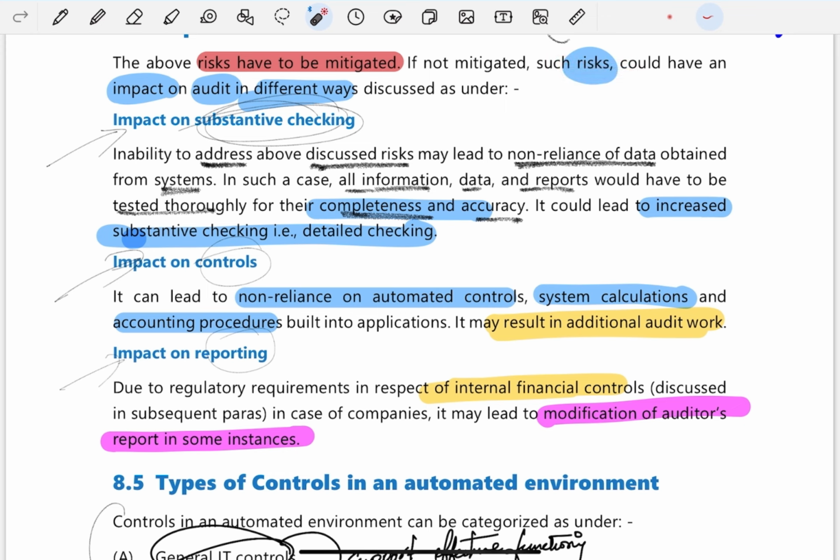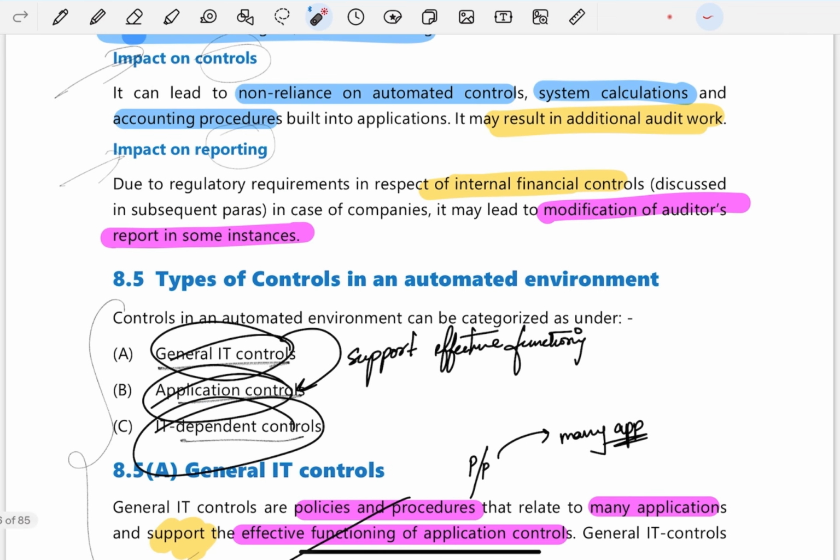So mainly it will impact the audit in 3 areas: impact on substantive testing, impact on controls, and impact on reporting. Impact on substantive checking means what? Because of the risk, the auditor needs to do increased substantive checking, that is, he needs to do detailed checking. What is the meaning of impact on controls? Impact on controls means there is non-reliance on controls, so it may result in additional audit work. And lastly, there is an impact on reporting. It means that due to regulatory requirements in respect of internal financial controls, it may lead to modification of auditors' report in some instances. So these are the 3 cases where the risk will have an impact.